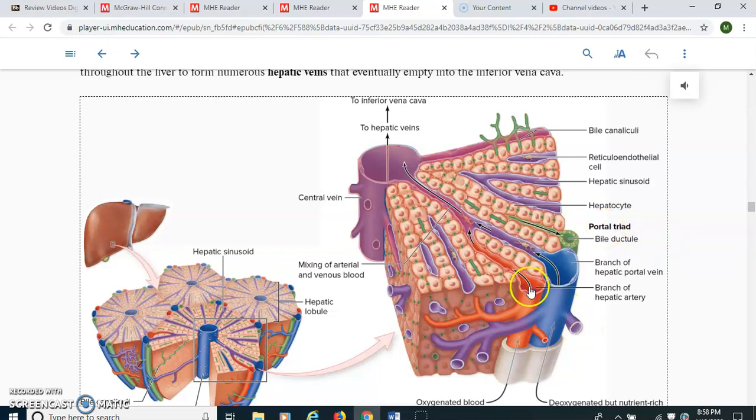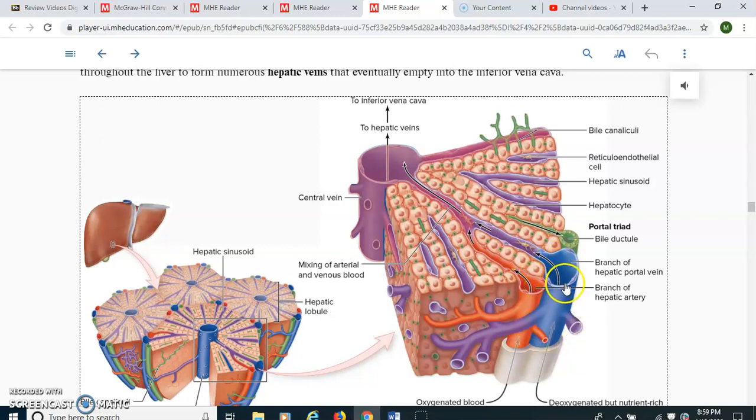So this is our hepatic artery. It's not the actual hepatic artery. We're at the microscopic level, so that's a little tiny microscopic branch, but it came off of the hepatic artery. Remember, that was one of the arteries that came off the celiac trunk, which came off of the abdominal aorta. So this is a little branch of the hepatic artery. It's carrying oxygenated blood, because it came from the aorta, in here to our hepatocytes. So that's one part of the portal triad.